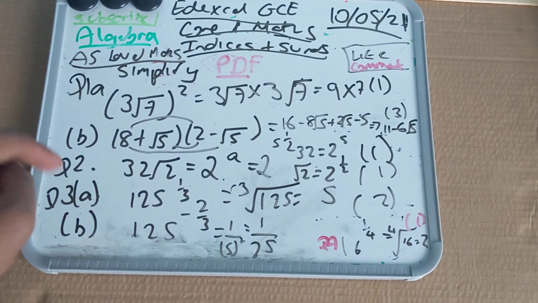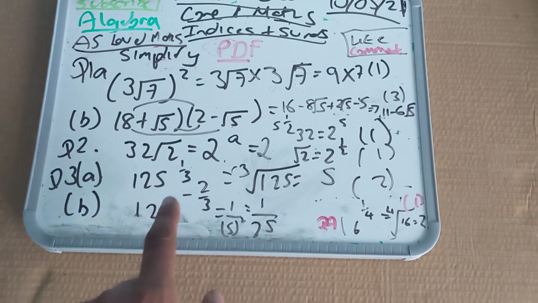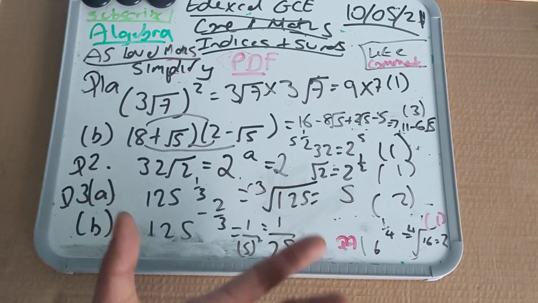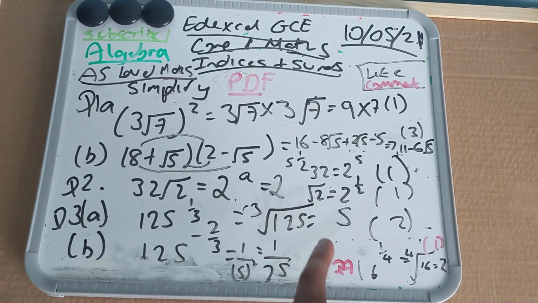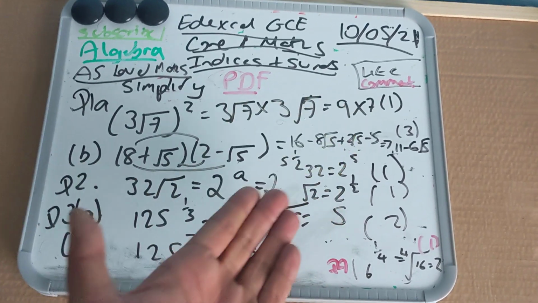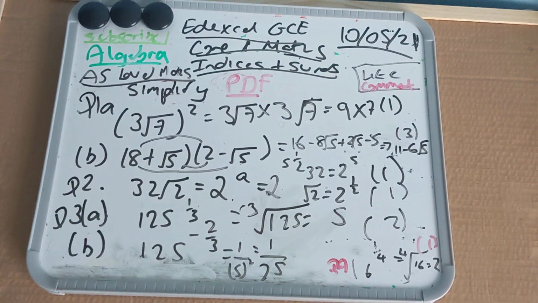Question 3A. Work out 125 to the power of a third. Power of a third just means the cube root. So it's the cube root of 125, which is 5, because 5 times 5 times 5 is 125. The cube root is just working backwards.